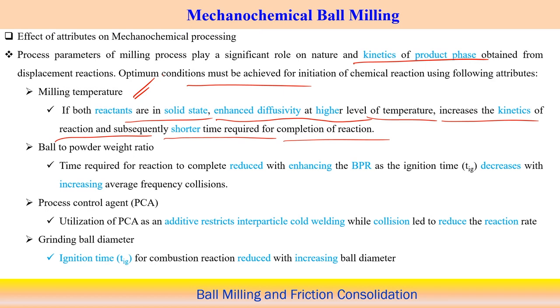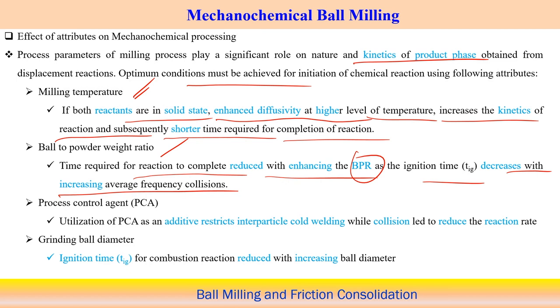Now, the ball to powder weight ratio. The time required for the reaction to complete is reduced by enhancing this ball to powder ratio, BPR. As the ignition time decreases, we increase the average frequency of collision. So if the ignition time decreases with increasing average frequency of collision, the ignition time is actually influenced by the ball to powder weight ratio.